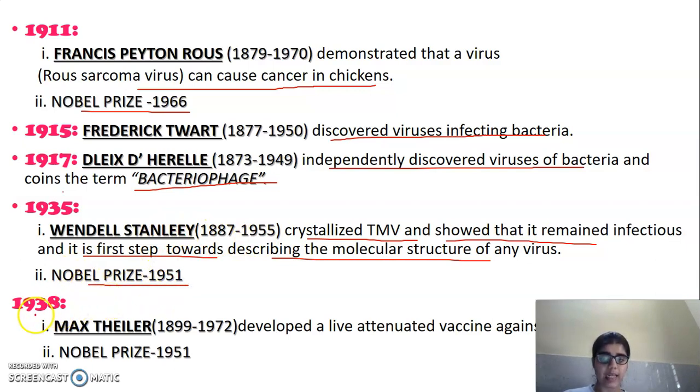In 1938, Max Theiler developed a live attenuated vaccine against yellow fever and got the Nobel Prize in 1951.